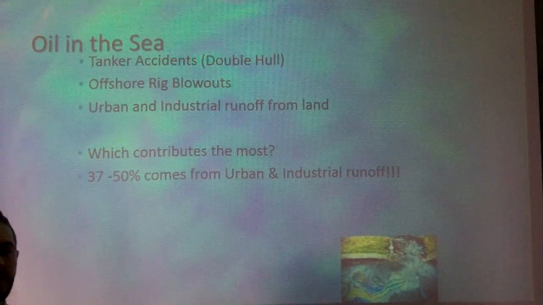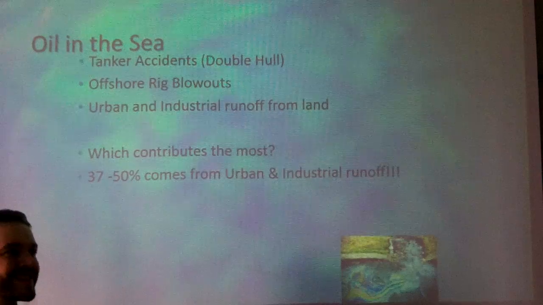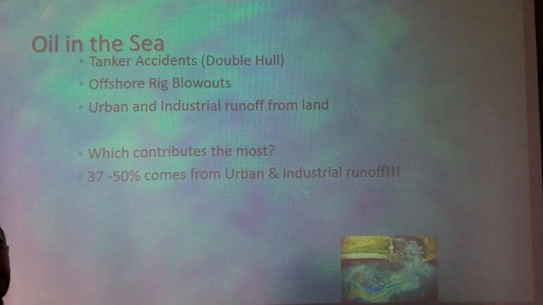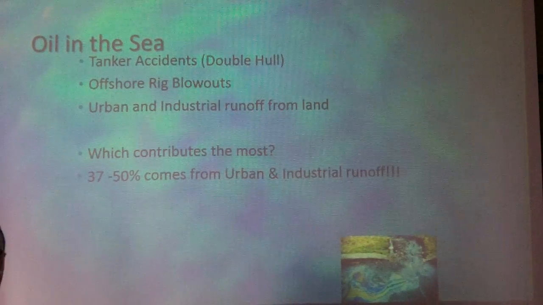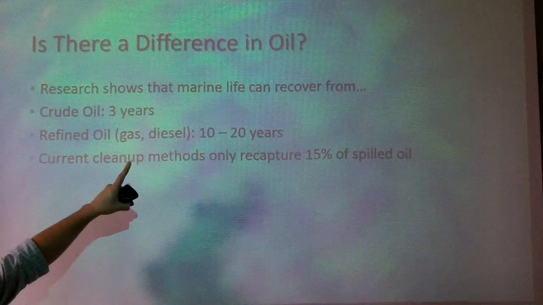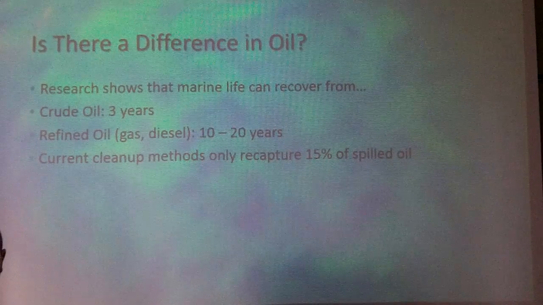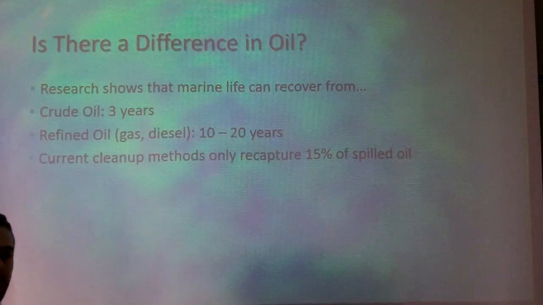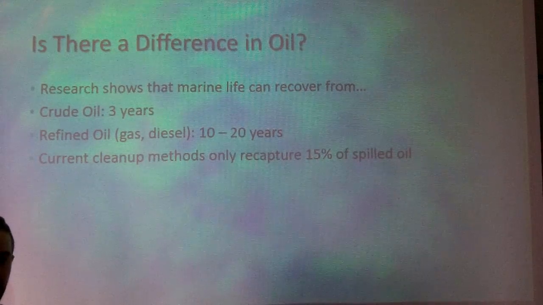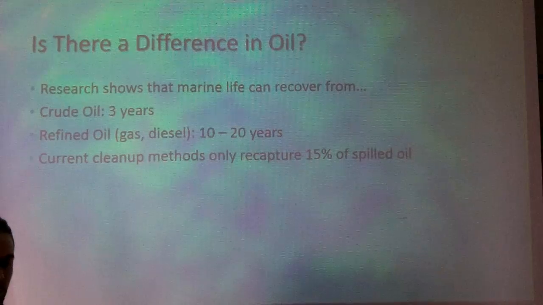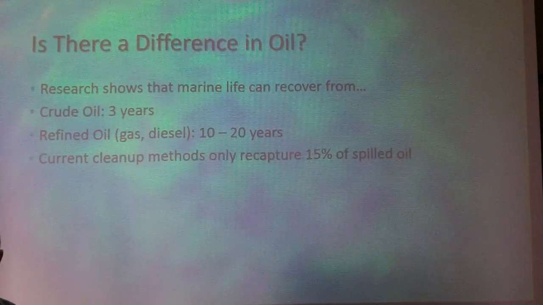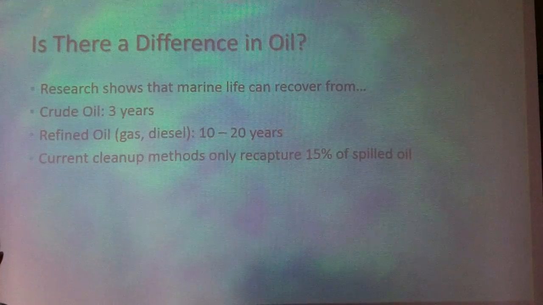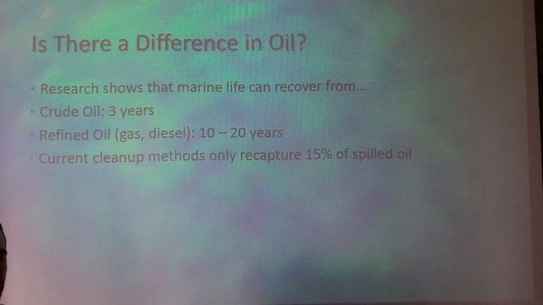Industrial and urban runoff is usually processed oil, right? So it's thinner, like gasoline, diesel, heating oils. They're less viscous than crude oil. Research shows that marine life can recover from crude oil in 3 years because it tends to coagulate, right? Form these balls. We call them tar balls, and they wash up on the beach. If you've ever been on the beach in Florida and you've seen little black balls of tar, or you've stepped in some and got it on your foot, that is oil that spilled into the ocean at some point, and it coagulated into this ball and it rolls up, or it sinks to the bottom. So it's easier for marine life to deal with that.